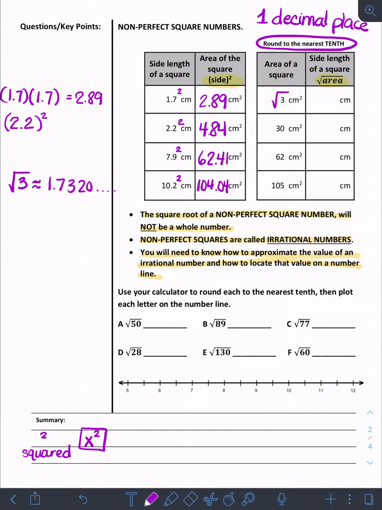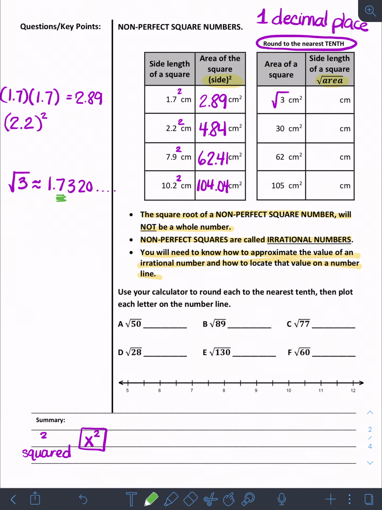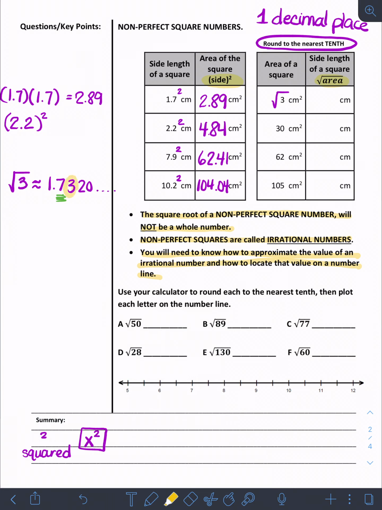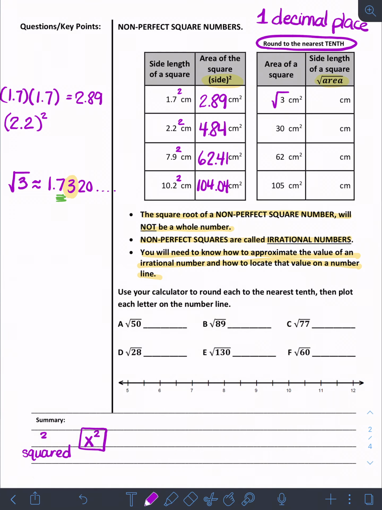Okay, so when you round, you have to look at the number behind the place that you're rounding to. So we're rounding to the nearest tenth. So we're looking at this first digit. Okay, but we have to check out the number behind it. If the number behind it is 5 or higher, you round up. If it's lower than 5, then you round down. In this case, 3 is less than 5, so we're going to round down. Okay, so the area of this was 3. When we take the square root, our side length is going to end up being 1.7.